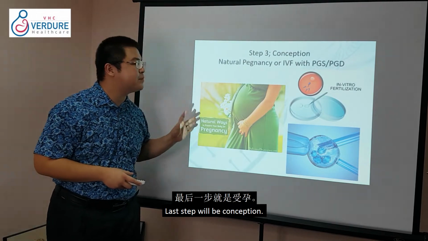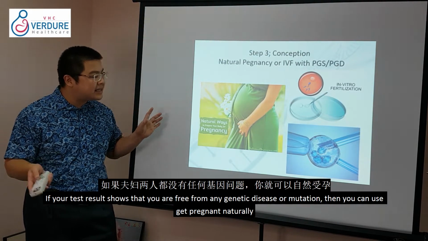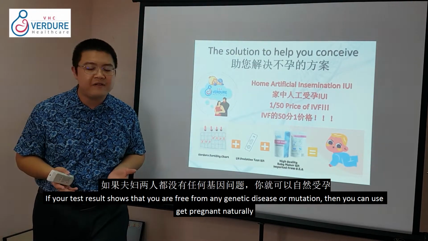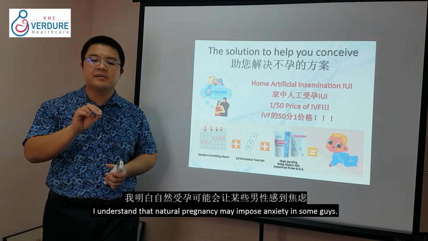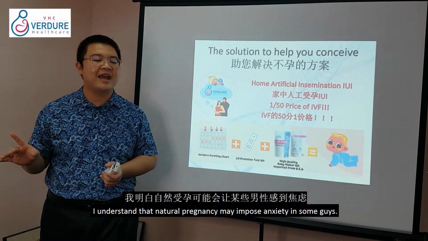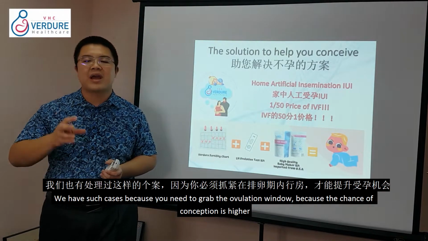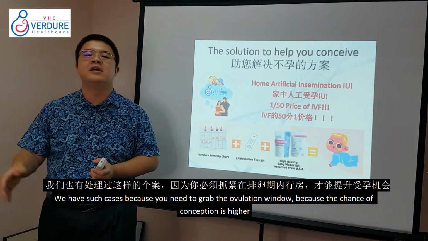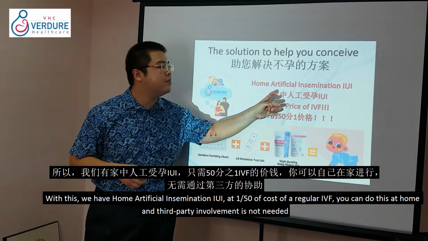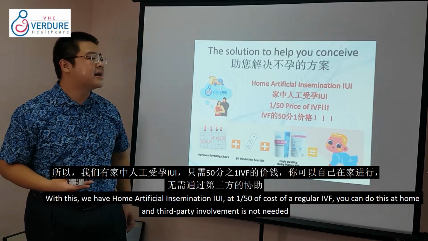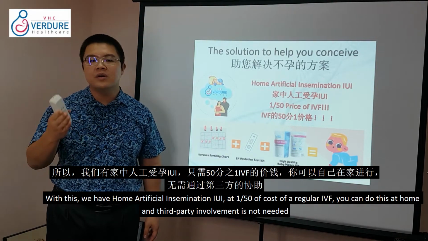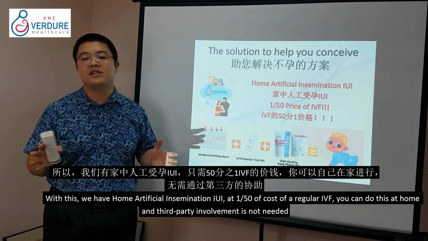So the third step is to proceed with pregnancy. Now, if the test report shows no abnormalities, you can actually get pregnant yourself very easily. I understand that sometimes natural pregnancy might impose anxiety on some guys. We have quite a number of these cases because you have to really get the ovulation window. Only then will the chance of a successful pregnancy be higher. So that is why we have something called the home artificial insemination (IUI). That is 1/50th the price of a regular IVF, whereby you can do IUI at home, without the intervention of a third party.